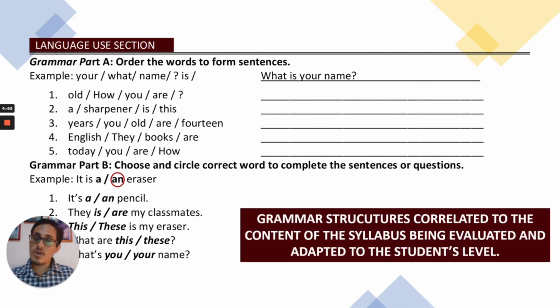The grammar structures are correlated to the content of the syllabus being evaluated, and they are adapted to the student's level. For example, if in Unit 1 we are not checking negative statements, we are not including negative statements in this exam. What we are doing is following the framework of grammar structures of the two units that we are evaluating. Of course, as you move on in the tests, you have to check for language in an overall way. So you are checking the grammar you have recently studied and how this is integrating with the structures you previously studied in the units or levels that you taught before.